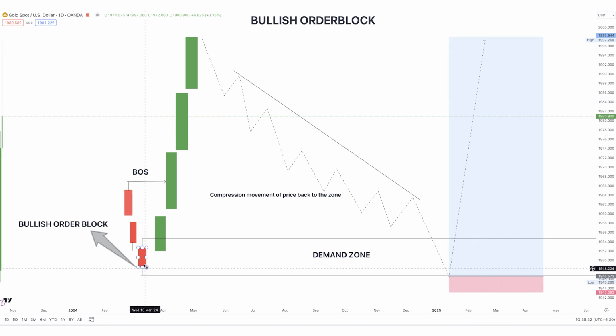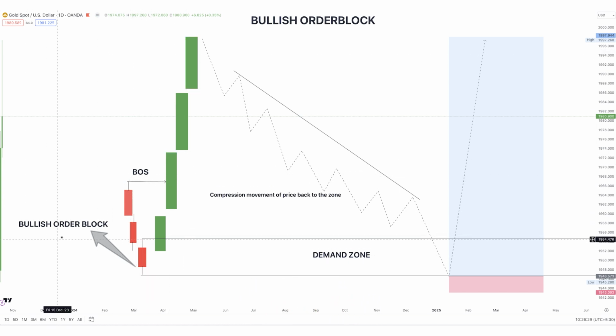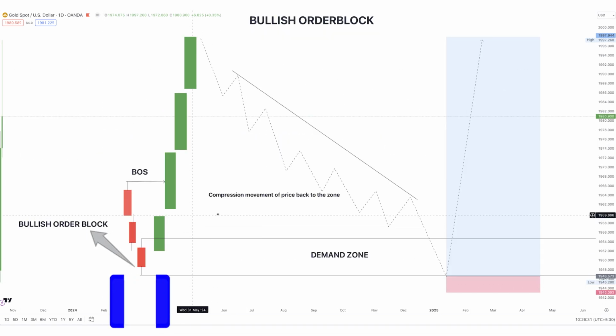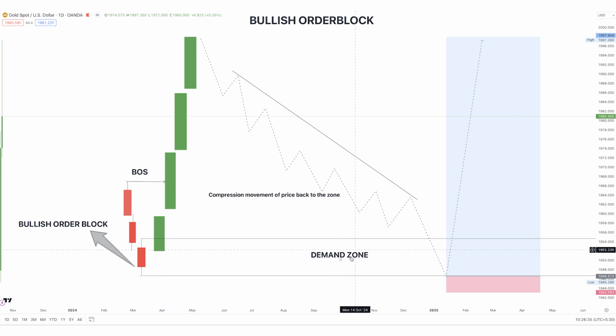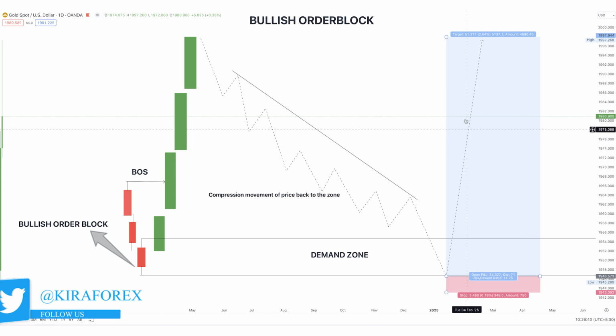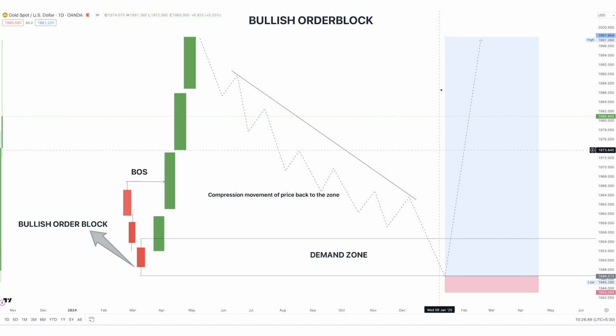So you can see that we have the bullish order block here that has broken a structure, the explosive move that has broken a structure. So we have the BOS here, the bullish order block here. Then we also have the compression movement of price back to the zone. So I will now term this place as my demand zone because I'll be looking at buying from this point. So immediately price gets there and the banks are beginning to take their second order, then I will also buy from this point. So that is that for the bullish order block.